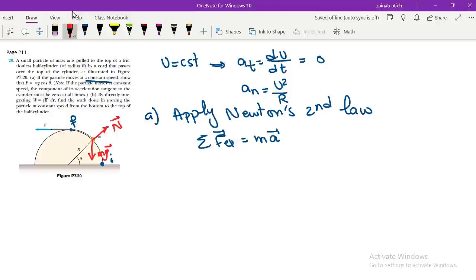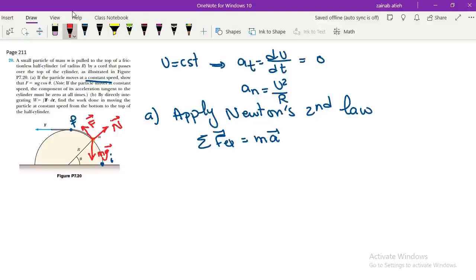And I am pulling with a force F. So this is my force F. It's tangent to the circle. Okay, as he had said, it's tangent. I am pulling the particle. So these are the forces acting on my particle.